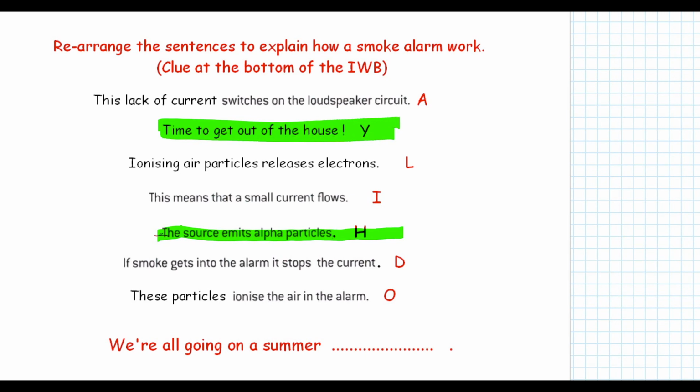So what you would do, you would put H as your first one, and then Y would be your last one. So see if we can put those now in order. That'll be 1, 2, 3, 4, 5, 6, 7. When you've completed it, press play.